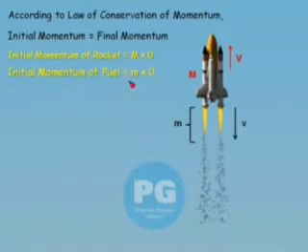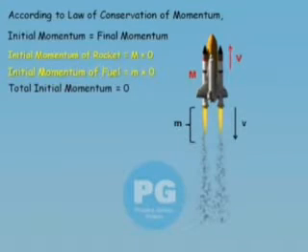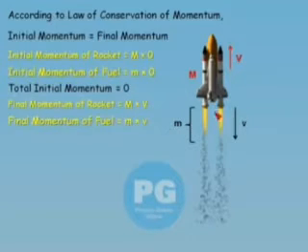Let me think about the initial momentum of the fuel. Fuel is also at rest initially. Its initial momentum is equal to mass of the fuel into its initial velocity, which is equal to small m into 0, which is equal to 0. Then initial momentum of the system is equal to the sum of initial momentum of the rocket plus initial momentum of the fuel, that will be equal to 0. Now final momentum of the rocket is equal to mass of the rocket into its final velocity, which is equal to capital M into capital V.